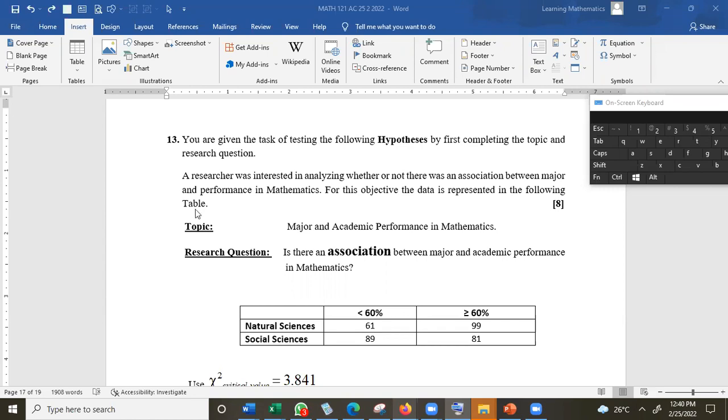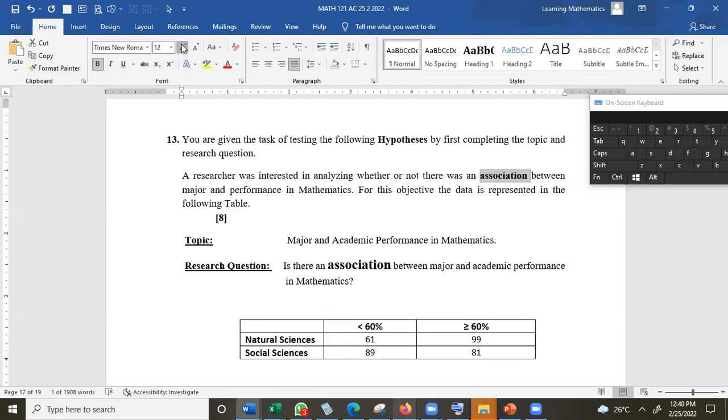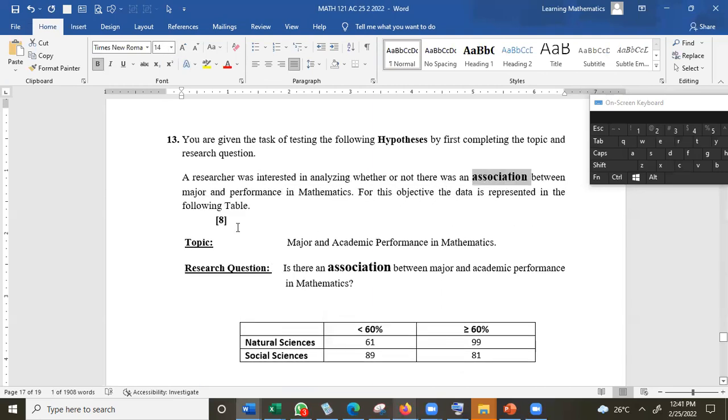Okay, so a researcher was interested in analyzing whether or not there was an association. So the keyword there is an association. So this is clearly a chi-square test for no association. That's the name of the test, eh? Chi-square test for no association between major and performance in mathematics. These are the two variables, your major and your math score.